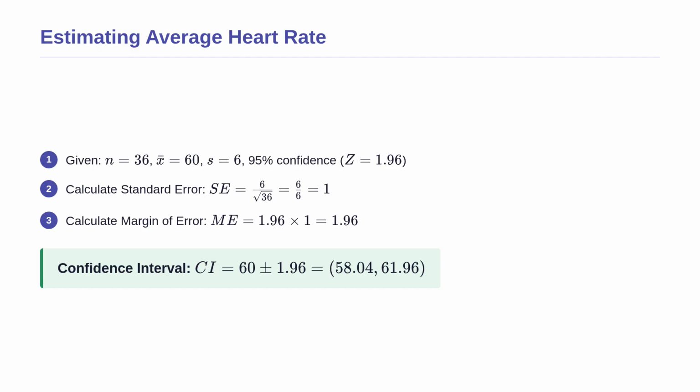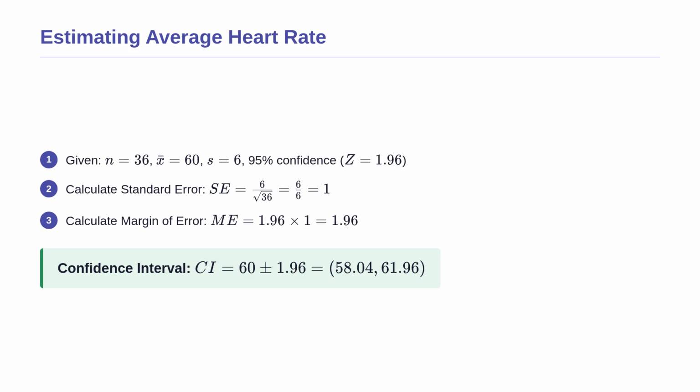A cardiologist wants to estimate the true average resting heart rate of all marathon runners. She takes a random sample of 36 runners and finds a sample mean of 60 beats per minute, with a standard deviation of 6. She wants a 95% confidence interval, so we use a Z-score of 1.96. First, we calculate the standard error by dividing the standard deviation, 6, by the square root of the sample size, which is also 6. This gives a standard error of exactly 1.